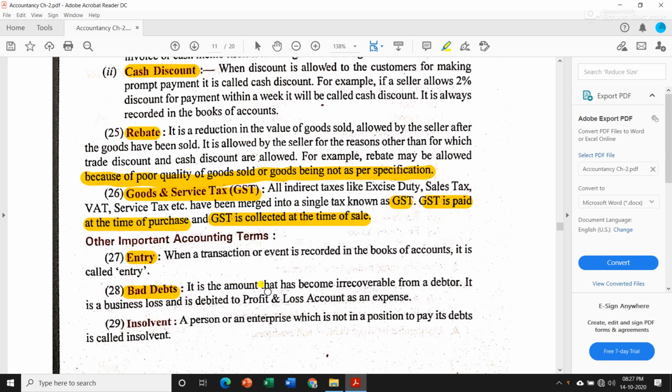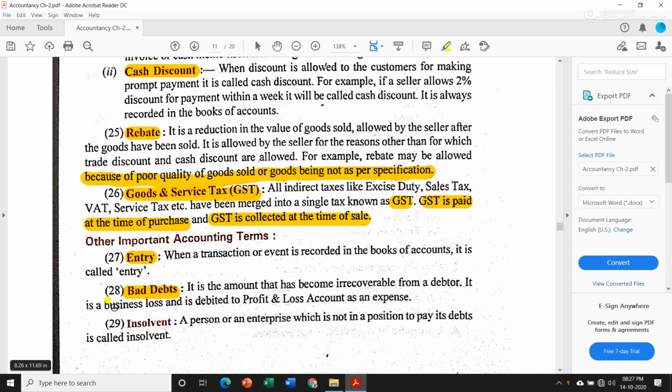Bad debts. It is the amount that has become irrecoverable from a debtor. It is a business loss and is debited to the P&L account as an expense. Now bad debts means, suppose, for example, that you have sold goods to a customer on credit, which means you haven't received the payment yet, but after some time that debtor, the person to whom you have sold those goods, is not going to make you any payment. In that case, you have lost a certain amount of money, so that is known as bad debts. Okay, debts which have become bad.